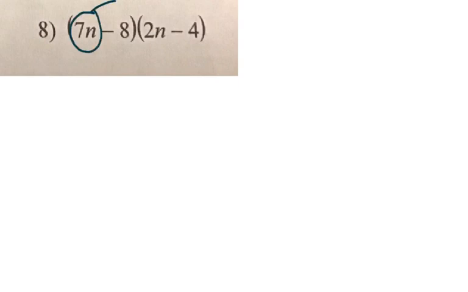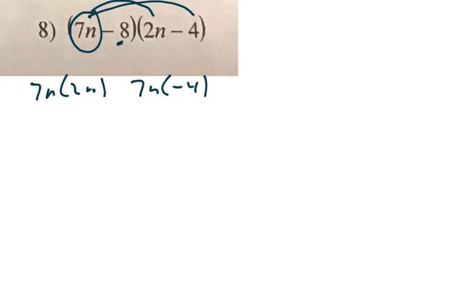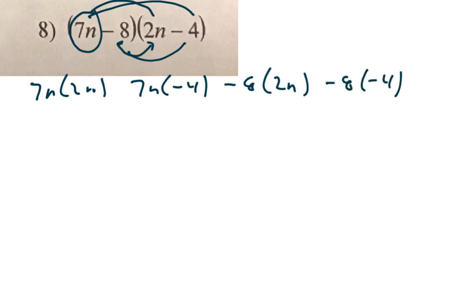Next one. Here we go. I know I need to take 7n times 2n. 7n will also times the minus 4. If you look, you hopefully can see, oh, I have to now do this negative 8 here. Negative 8 will times 2n. Negative 8 will times negative 4. So, what do I have here?